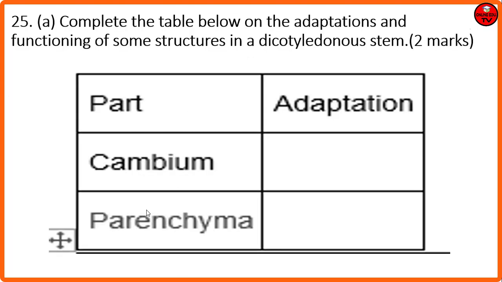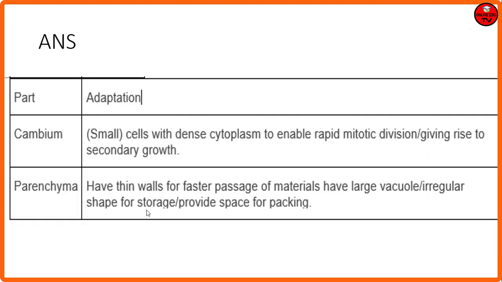Question number 25. Complete the table below on the adaptation and function of some structures in a dicotyledonous stem. The first part is cambium, then the adaptation, parenchyma, then the adaptation. Cambium has small cells with dense cytoplasm to enable rapid mitotic division, giving rise to secondary growth. Parenchyma have thin walls for faster passage of materials, and they have a large vacuole and irregular shape for storage, and also to provide space for packing.